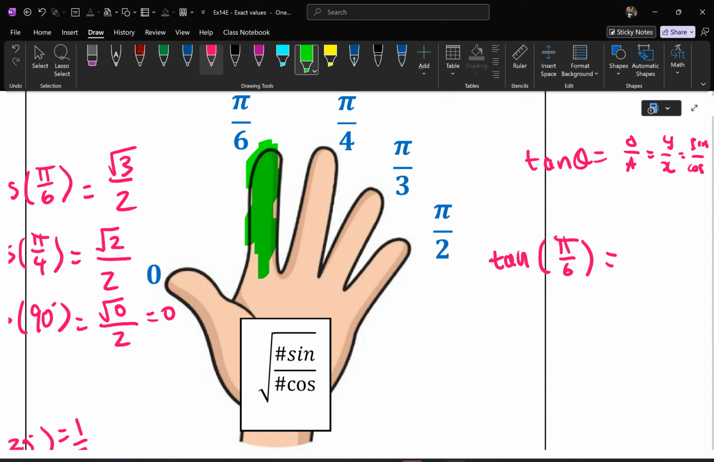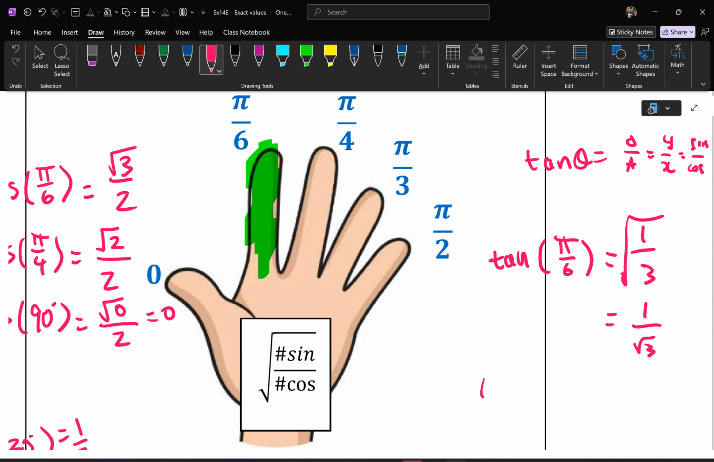So let's do it. How many fingers do I have for sine? 1. How many fingers for cos? If you drop this one down, how many cos fingers? 3. So you got 1/3, and the final thing is just square root it. But if you square root it, can you square root 1? Yes, you can. Root of 1 is 1. What you can't square root is 3. So the answer is 1 over root 3.